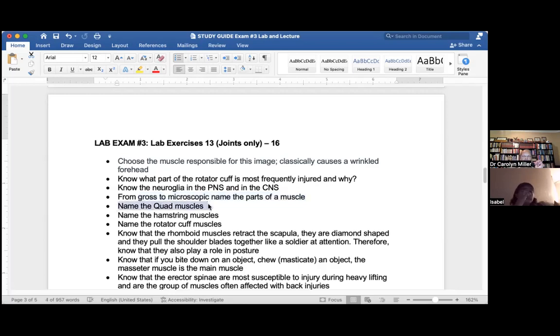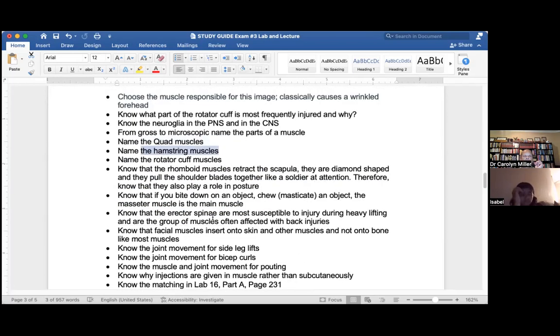Name the quad muscles. You have the rectus femoris and 3 vastus: vastus lateralis, medialis, and intermedius. Name the hamstring muscles. You have 3. You have the biceps femoris and 2 semis, semitendinosus and semimembranosus. Name the rotator cuff muscles. There are 4. You have the teres minor, supraspinatus, infraspinatus, and then the subscapularis.